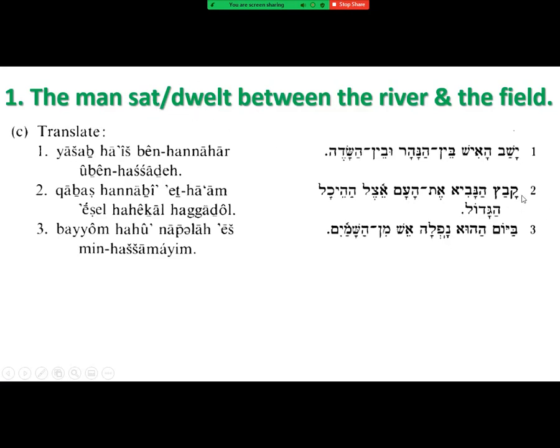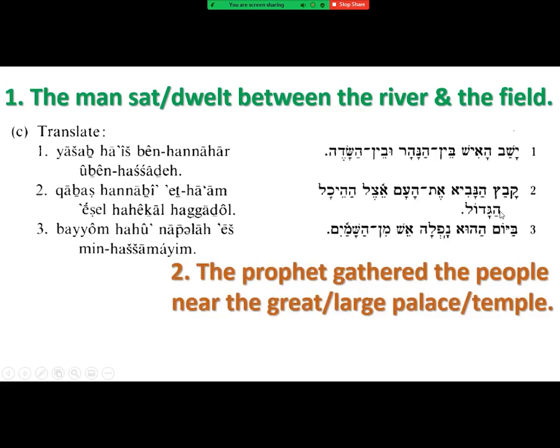Okay, over here we have kavatz, like the word kibbutz, meaning gathering. So this is going to be gathered, and this is the masculine singular, so he gathered. Hanavi, that's the prophet, so the prophet gathered. Et, direct object marker. Ha'am, he gathered the people. Etzel, near. Hahekal, the palace. Hagadol, the great or the grand or the big. So the prophet gathered the people near the great or large palace or temple.